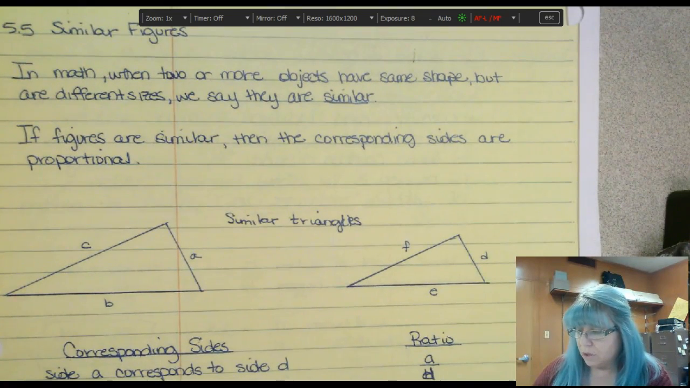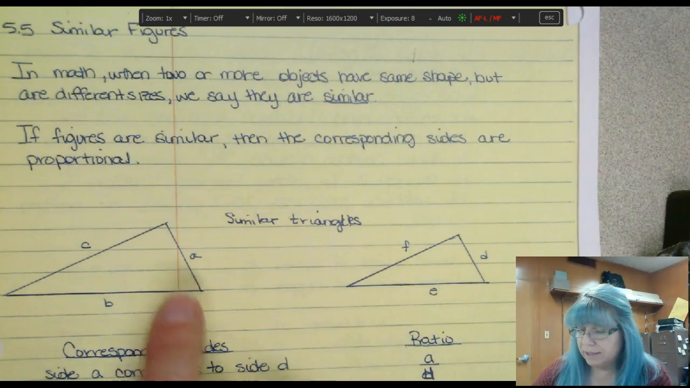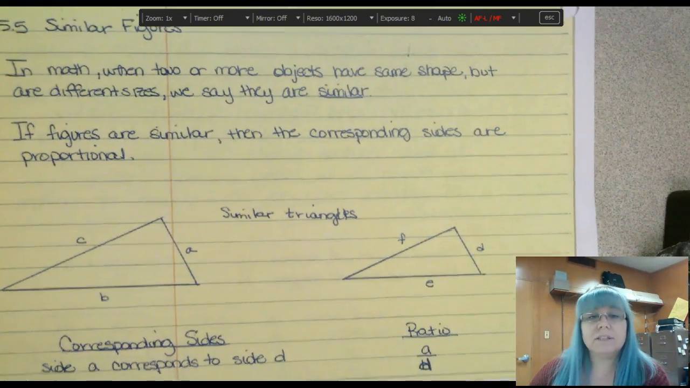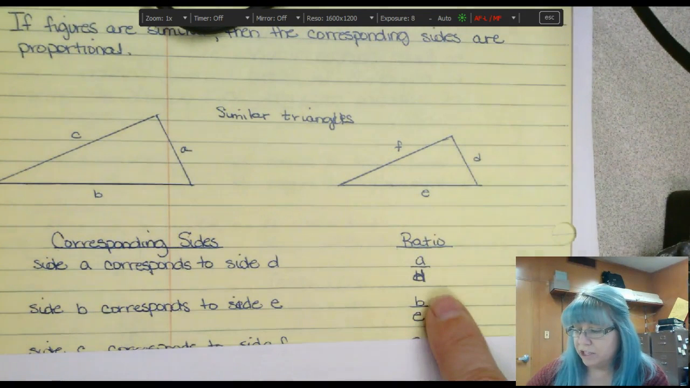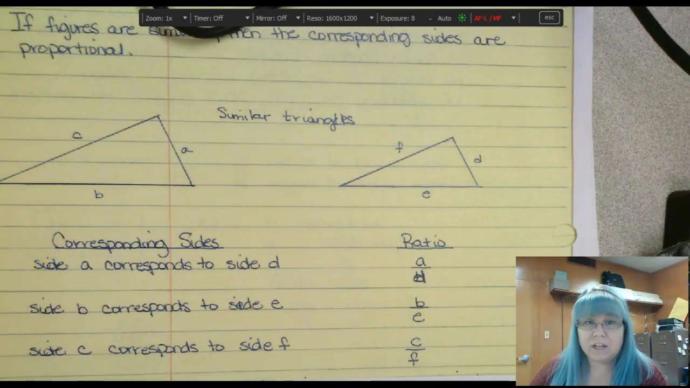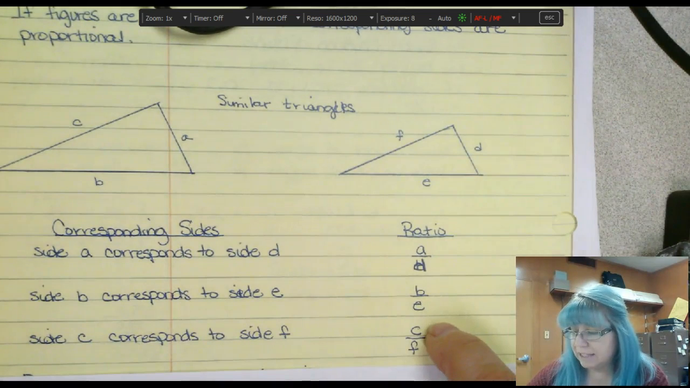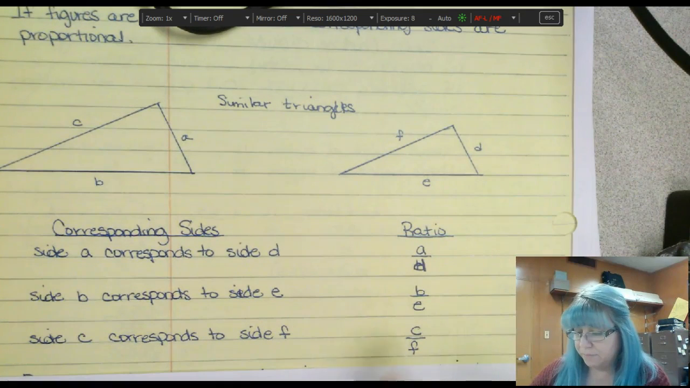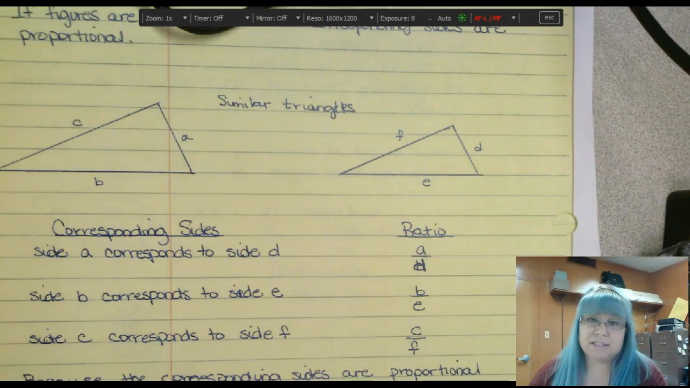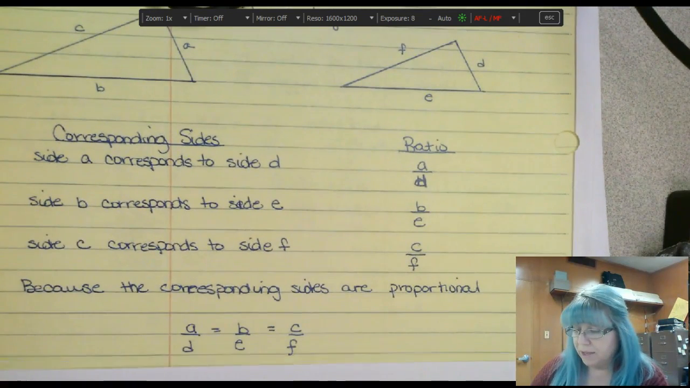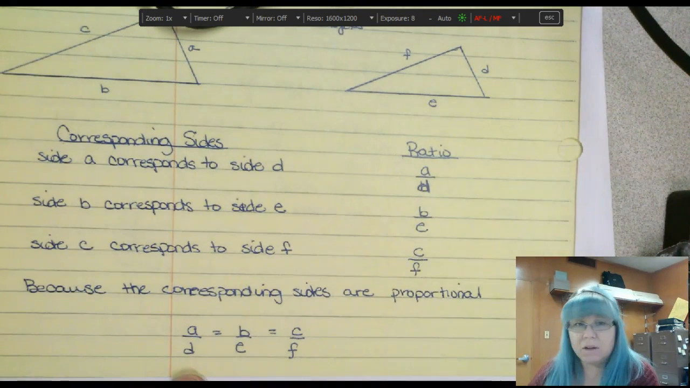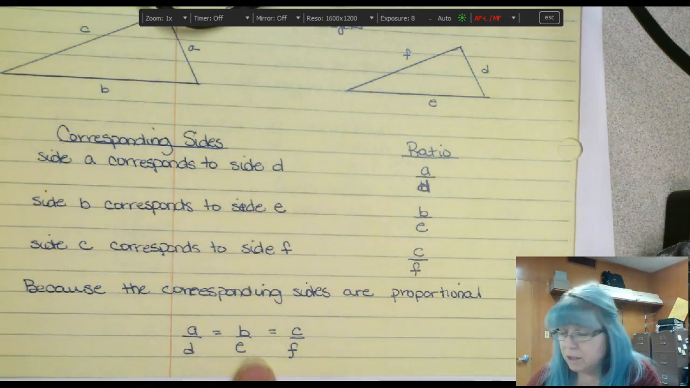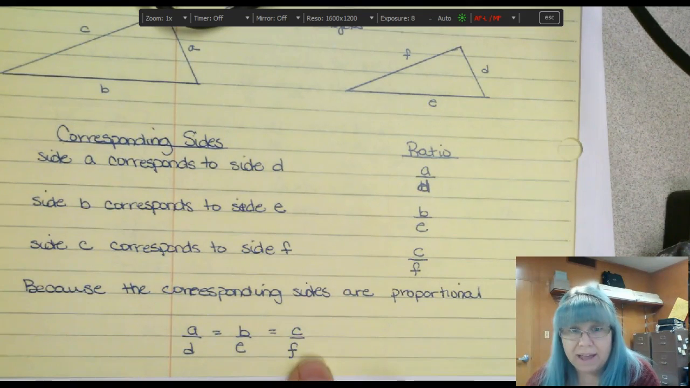then we can say the ratio, side A to D, side B corresponds to E, so there's a ratio of B to E. And side C corresponds to side F, so there is this ratio of C to F. Because the corresponding sides are proportional, that means that they are all equal to one another. So A over D will equal B over E and C over F.